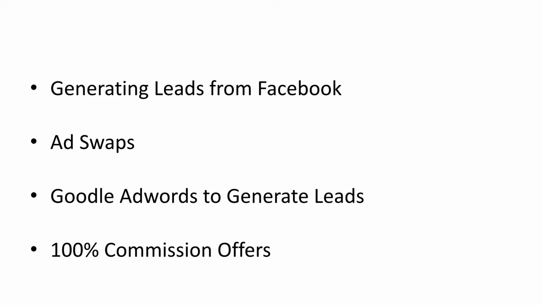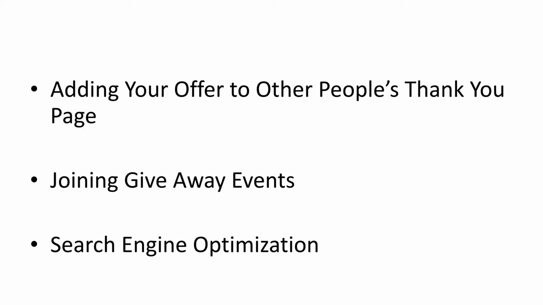Then, we'll talk more about using Google AdWords to generate leads. Have you noticed there are some blog sites with a small logo with the word ad beside the links? That's AdWords. Right after that, in the next module, we'll talk about 100% commission offers. This is one of the fastest ways to generate a huge mailing list, by giving out a 100% commission offer to your affiliates. I will show you how to add your offer on other people's thank you page as well. This way, you will gain exposure and increase your credibility among other marketers.